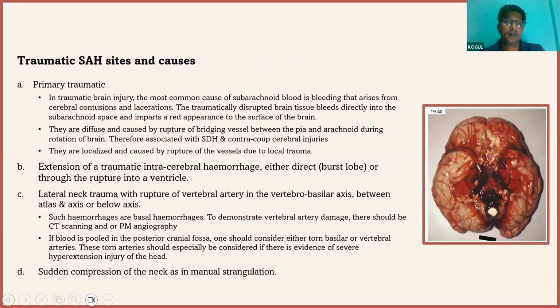We will see the traumatic causes: primary trauma to the brain, and extension from an intracranial hemorrhage is also possible. Then impact to the lateral aspect of the neck. This is one of the important areas in forensics, because impact on the side of the upper part of the neck is called CV1 syndrome.